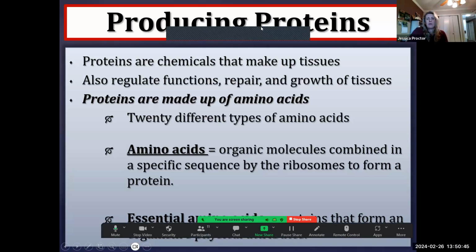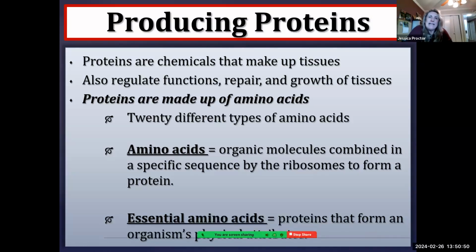Proteins are made up of something we call amino acids, or a chain of amino acids. There are 20 different amino acids, and these amino acids are organic molecules that combine in a specific sequence by the ribosomes to form a protein. So that'll be one of our steps in our process, basically. So essential amino acids, those are the ones that you get exclusively from, or those are the proteins that form an organism's physical attributes. And those are also ones that you get from your diet as well.